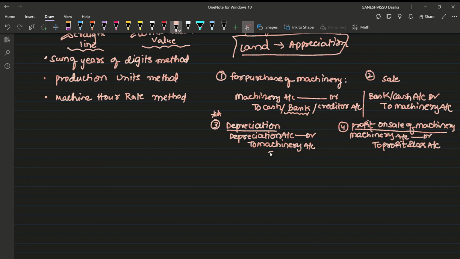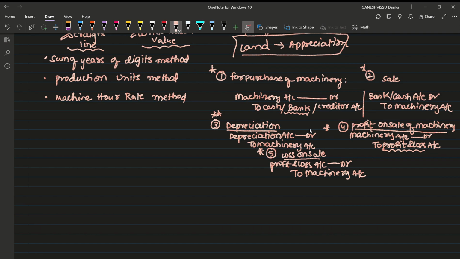And what is the fifth entry? For loss on sale, what is the entry we are going to write? If there is a profit, we credit profit and loss account. If it is a loss, we debit profit and loss account. So profit and loss account debit to machinery account. So these are the 5 entries which we need to remember. These are the most frequently used entries. With any of the methods we are going to use these entries, but all entries will not be applicable for a single problem.